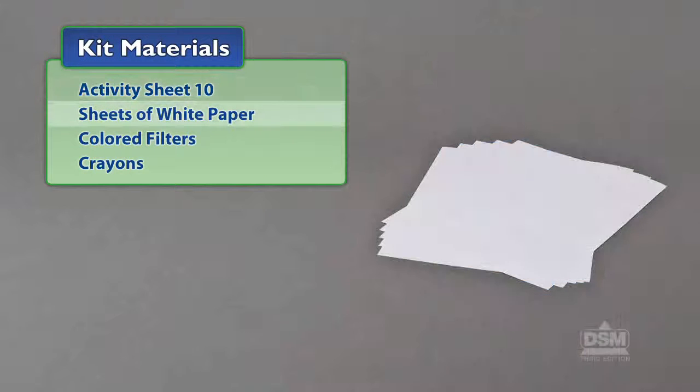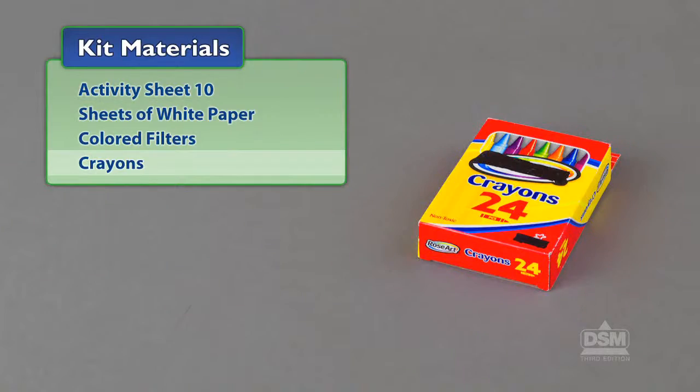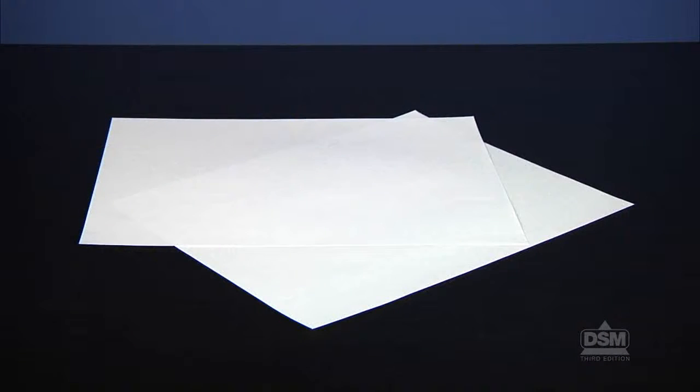You will need the following materials from the kit: Activity Sheet 10, sheets of white paper, color filters, and crayons. To prepare for the activity, make a copy of Activity Sheet 10 for each student. Each student will also need 2 sheets of white paper. Each team of 2 will need a box of crayons and 6 color filters.